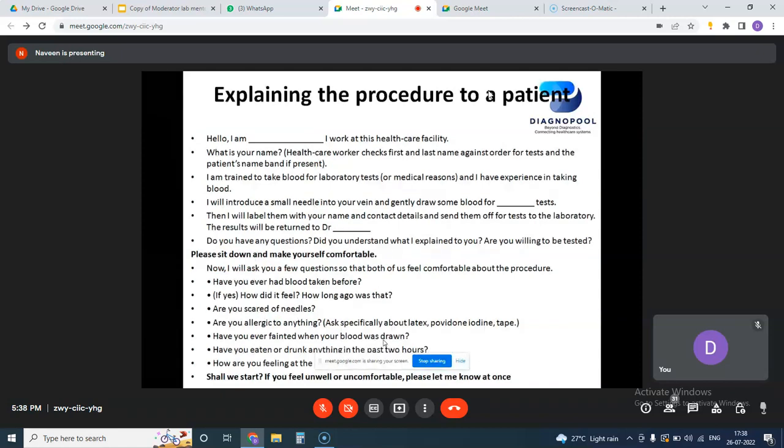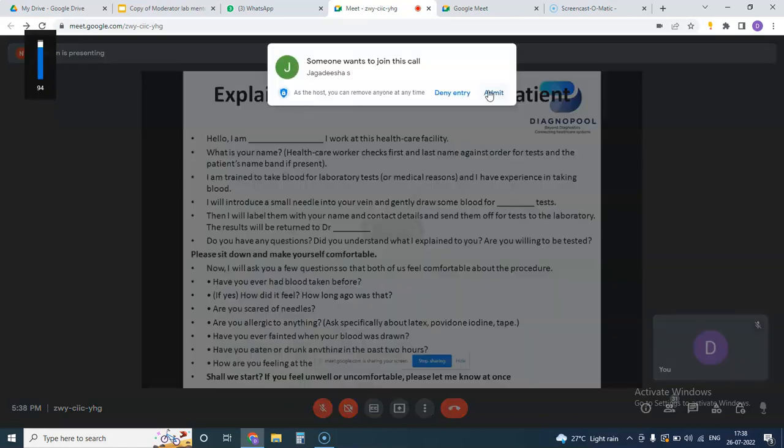When explaining the procedure to the patient, this will take some time. Phlebotomists will always take some time to talk to the patients. Okay, so this is an example how you can go about it. First, you should introduce yourself to the patient, say what your name is and say what your experience is. You can say you have been working here for so many years. Then the patient will get confidence in you.